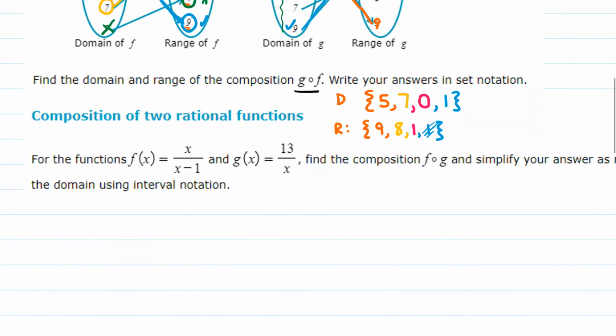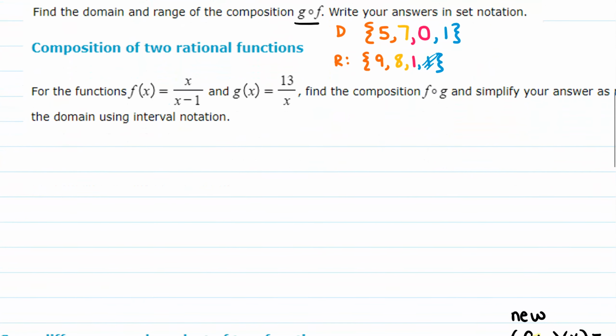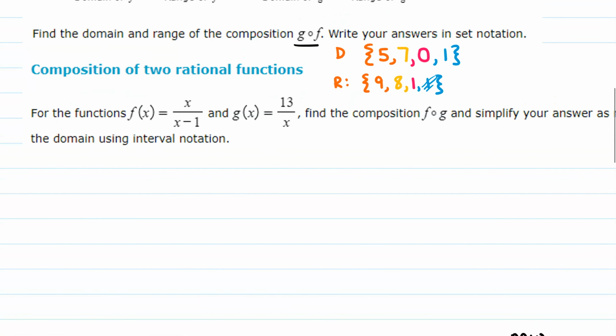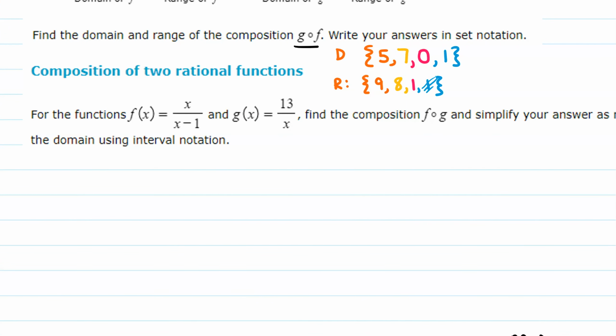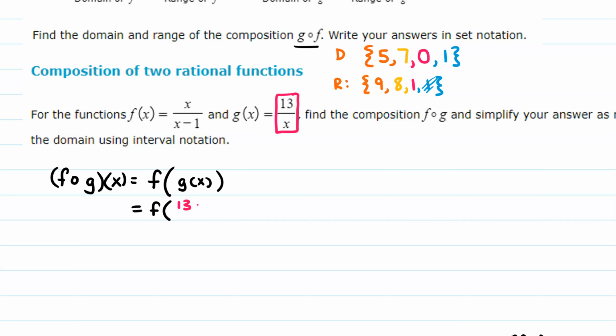Okay, so now let's compose two rational functions. So we've looked at composing just two functions in general. Now let's compose two rational functions. There's a trick to doing this one that depends on your algebra skills. So let's find f of g of x. So that means f of, now our g of x is 13 over x.